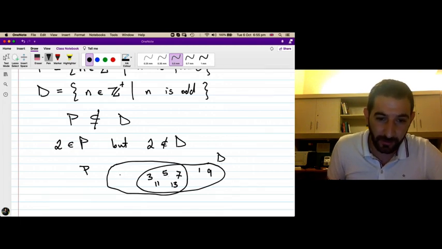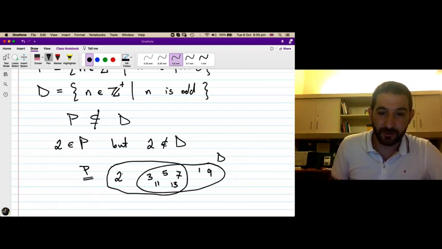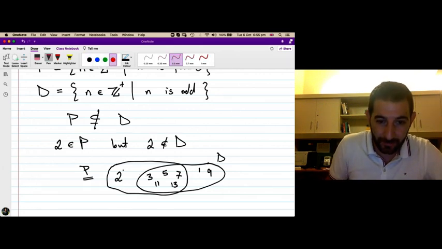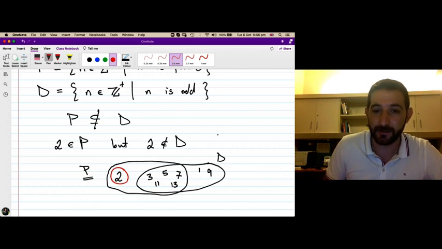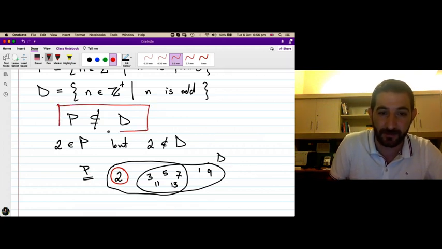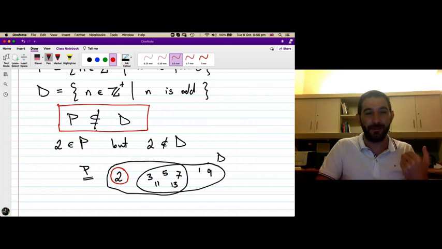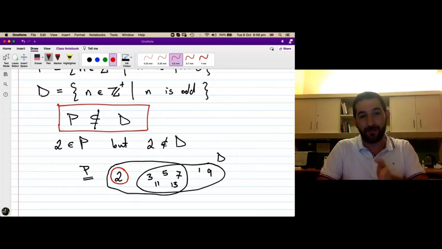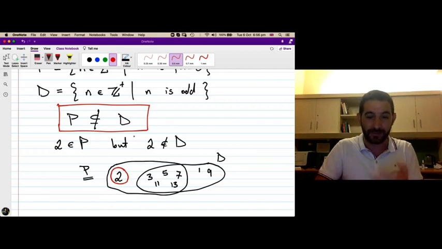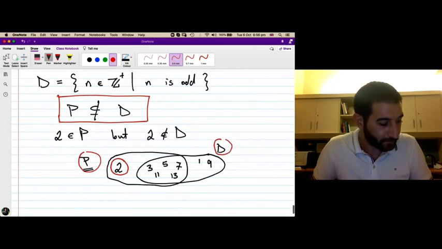Okay, but we now look at 2. 2 must be here, because it's prime but not odd. So this shows that we found an element, 2, which is in P but not in D. So this means that P is not a subset of D, because P being a subset of D means every element in P is also in D. But that's not the case. There is at least one element, which is 2, which is in P because it's prime, but not in D because it's not odd.